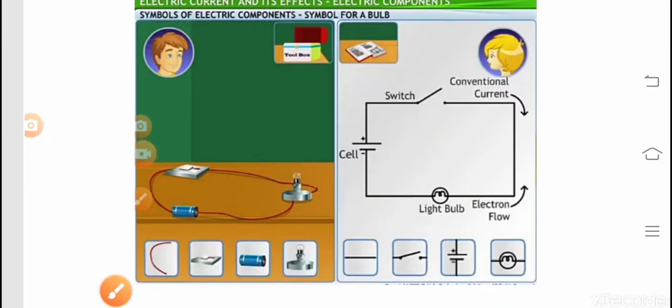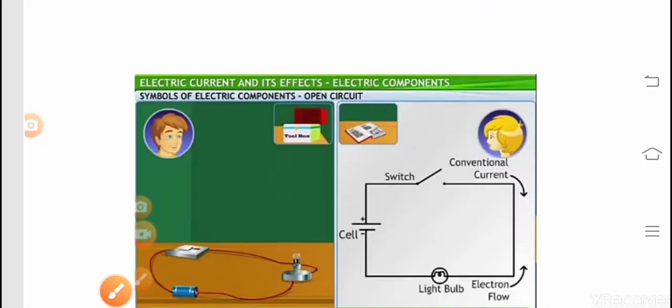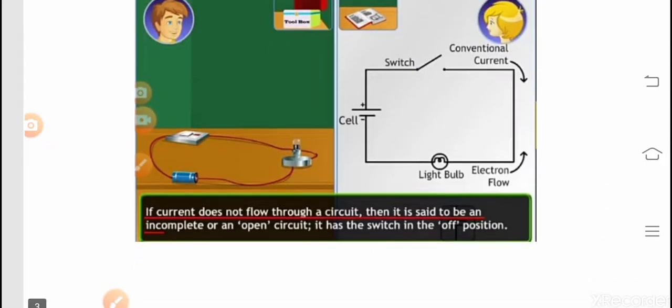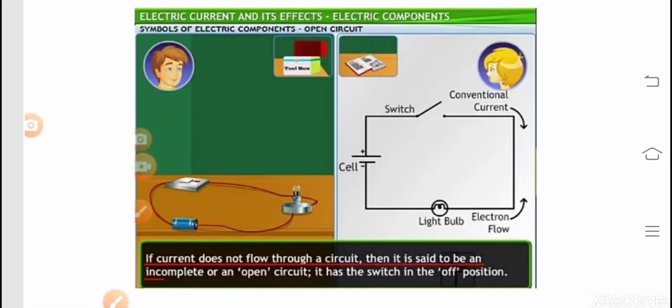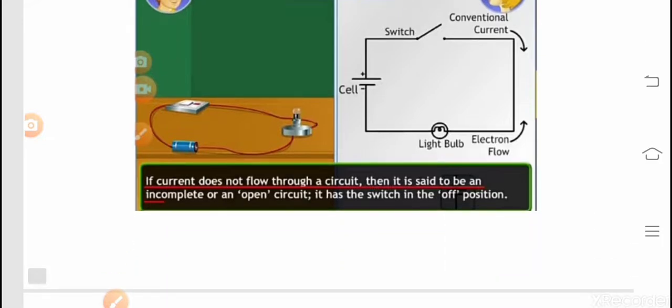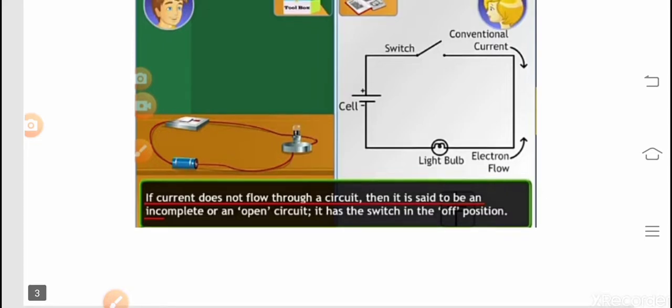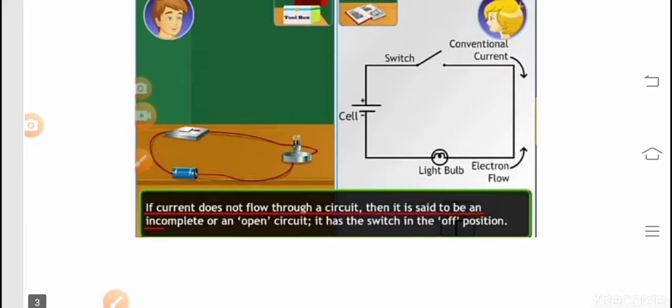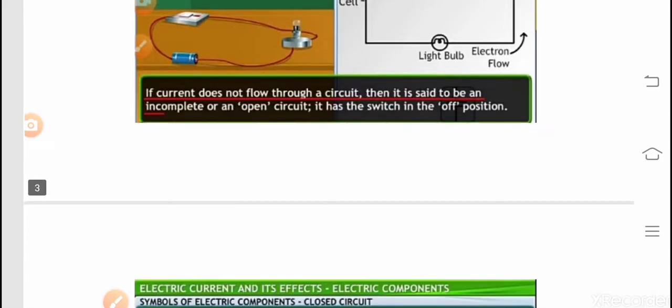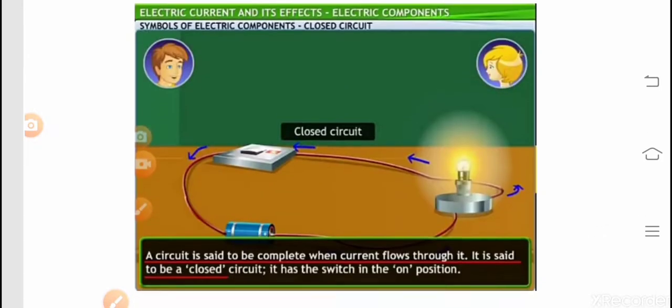Let's study another type of circuit, that is called a closed circuit. But first, here you can note down the definition of an open circuit. If current does not flow through a circuit, then it is said to be an incomplete or open circuit, and the switch is in off position. Okay, next is the closed circuit.